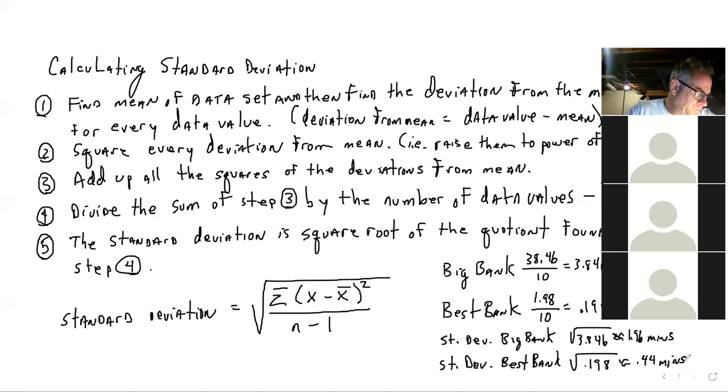So the bigger the number, the bigger that standard deviation, the more variation in the data. So then you can compare the two, and we already knew there was more variation in the Big Bank waiting times than the Best Bank waiting times. And it's reflected in, again, the standard deviation.